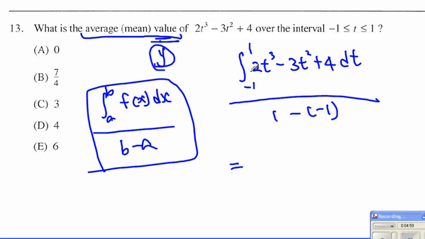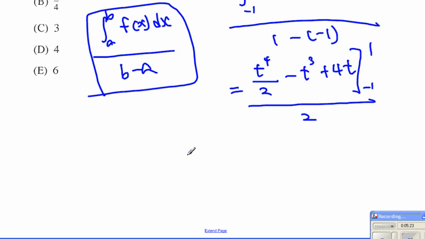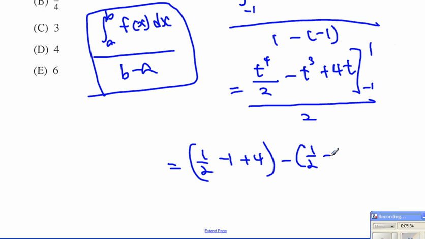When you integrate the upper portion, we get t to the fourth power over 2, minus t cubed, plus 4t, from negative 1 to 1. Now, when you plug in 1, we end up getting 1 half minus 1 plus 4. When you plug in negative 1, minus, still 1 half, and then it becomes positive 1 and minus 4. Whole thing divided by 2.